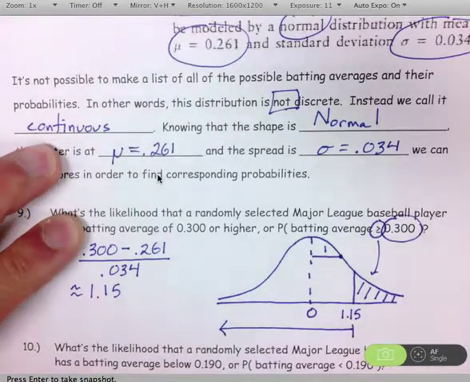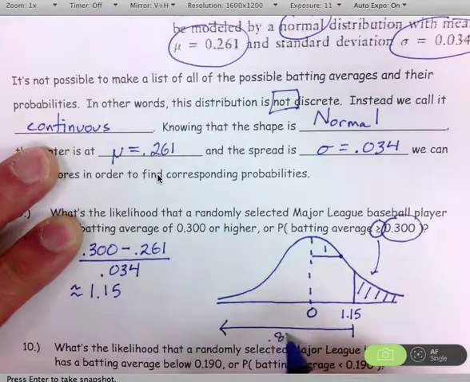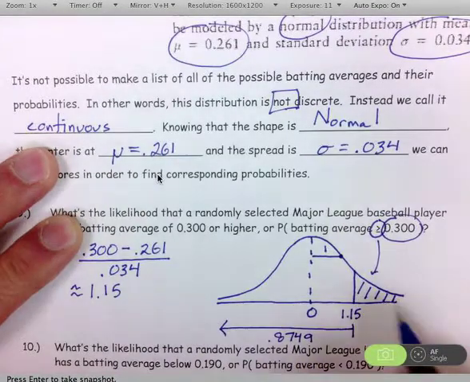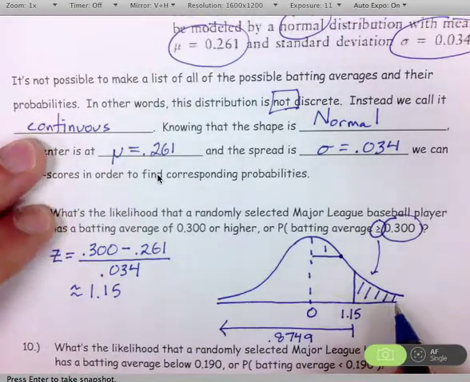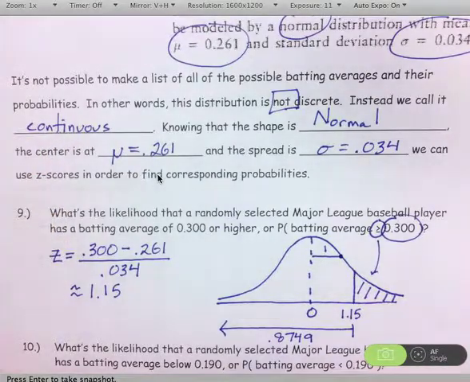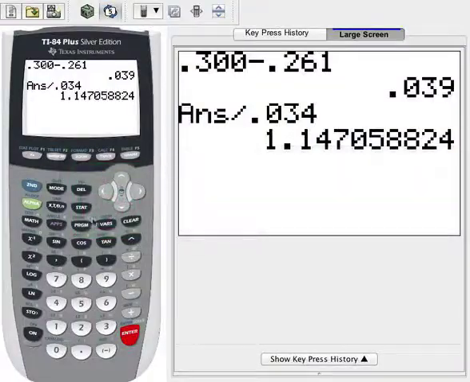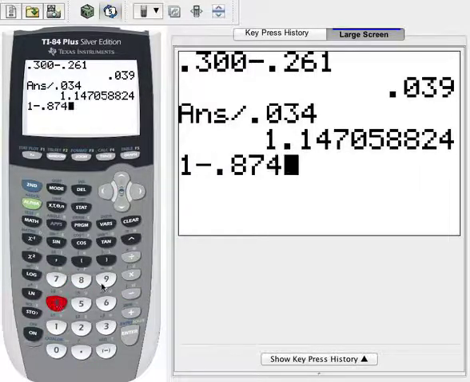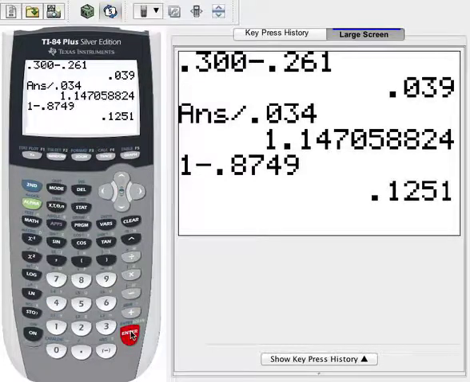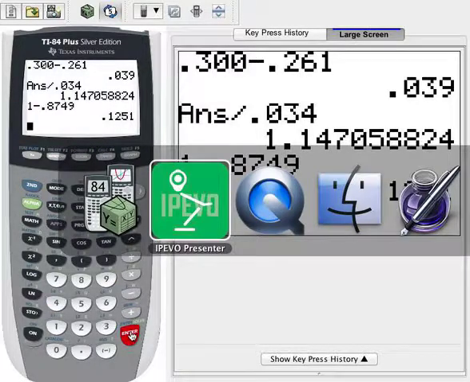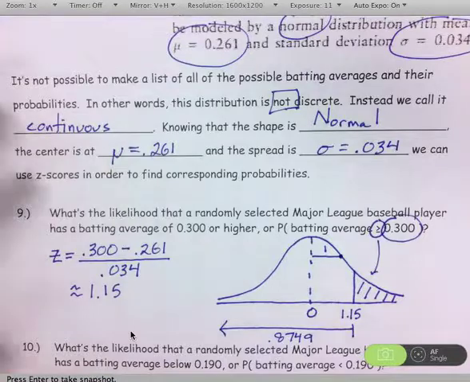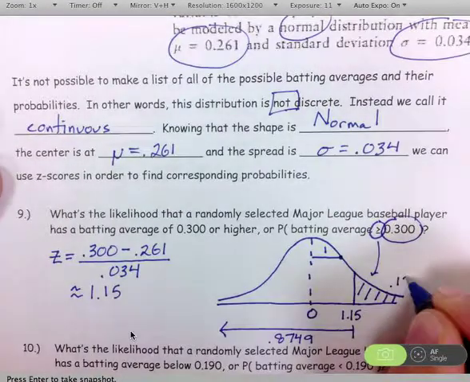That's what you found. That's 0.8749. So you're really interested in this likelihood here. So you need to take that answer and subtract it from 1. So 1 minus the 0.8749, that will give us what we're looking for. So that's a likelihood of about 12.5%, 0.1251, and we're done.